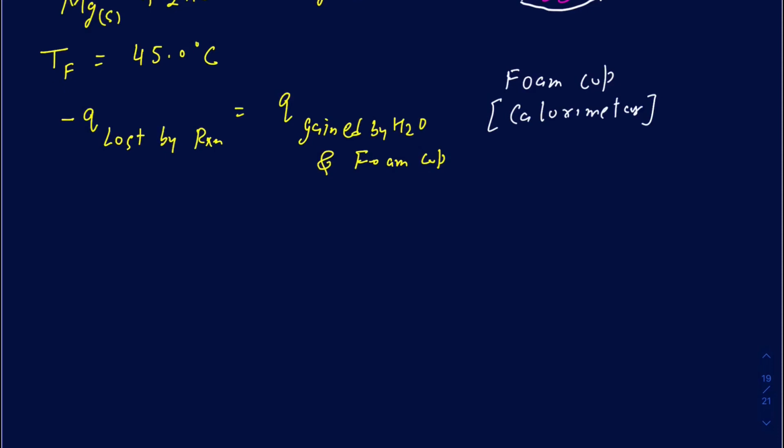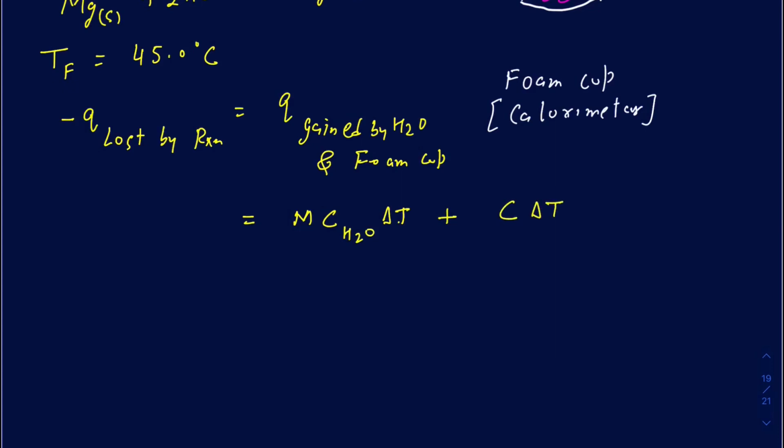So how do you find the heat gained by water in the foam cup? Your heat gained by water is going to be the mass of the water, or the mass of this reaction solution, times the specific heat capacity for the water, times the delta T, which is the change in temperature, plus the heat gained by the foam cup, which is going to be the calorimetric constant C times the delta T.